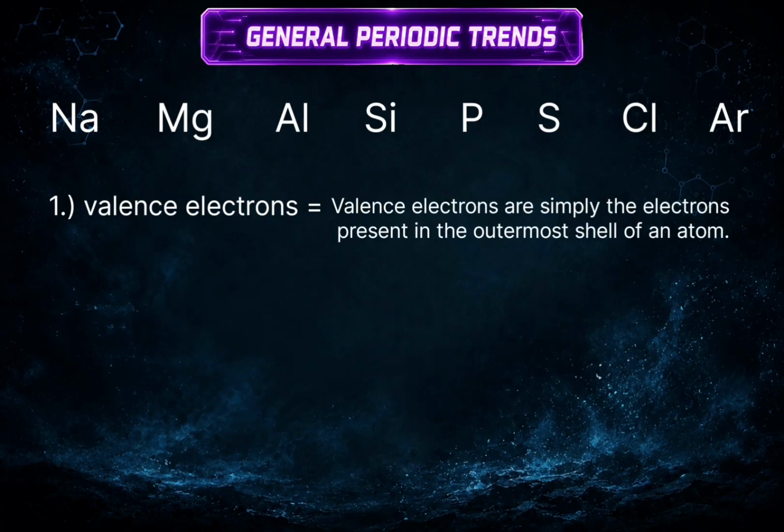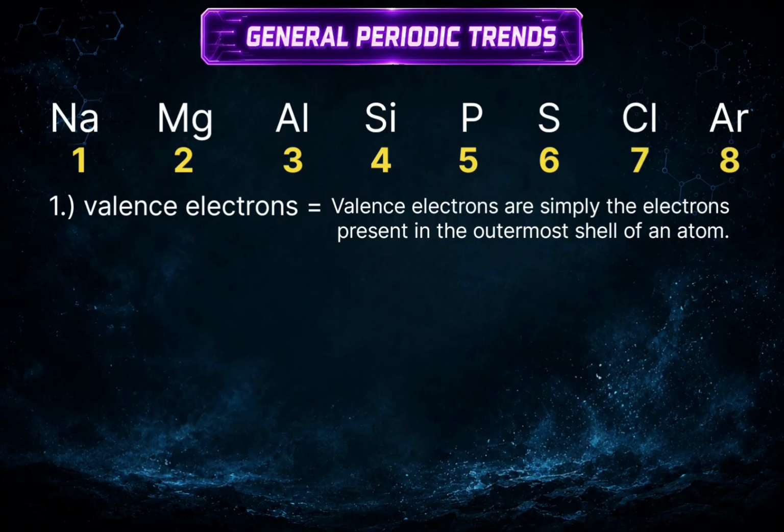Valence electrons are simply the electrons present in the outermost shell of an atom. Let's count them. Sodium has 1 valence electron, magnesium has 2, aluminum has 3, silicon has 4, phosphorus has 5, sulfur has 6, chlorine has 7, and argon has 8.